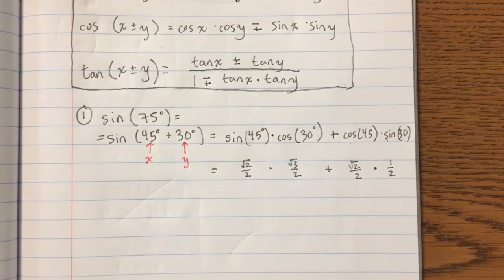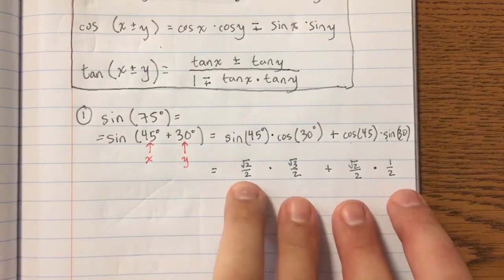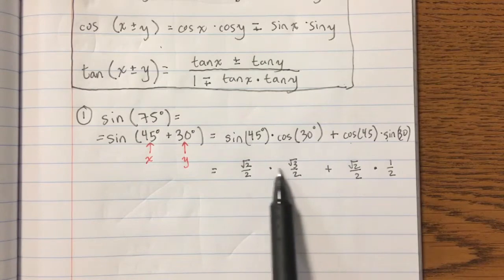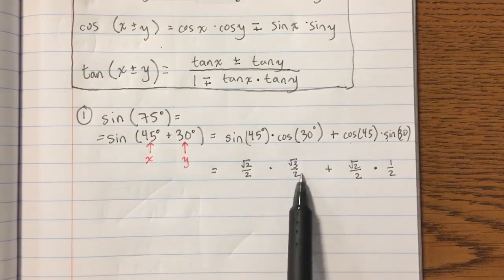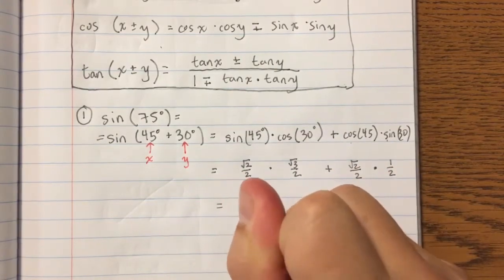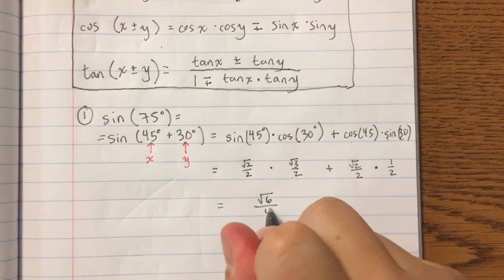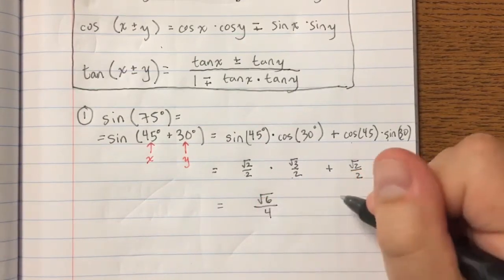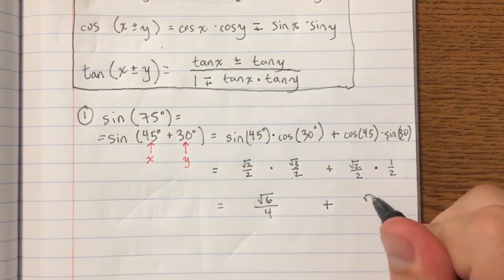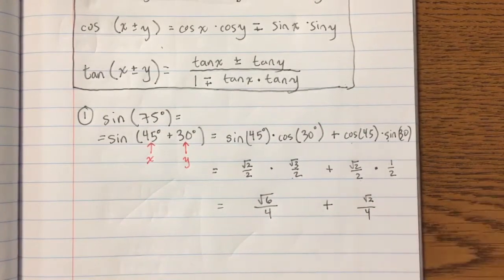Now it's just a matter of combining these fractions into one big fraction. So we're going to start by multiplying these together, and then we should have a common denominator, so that shouldn't be an issue. And then add them together. So I multiply these fractions. You multiply fractions straight across. So root 2 times root 3 is root 6. 2 times 2 is 4. So root 6 over 4 plus root 2 times 1 is root 2. And 2 times 2 is 4.